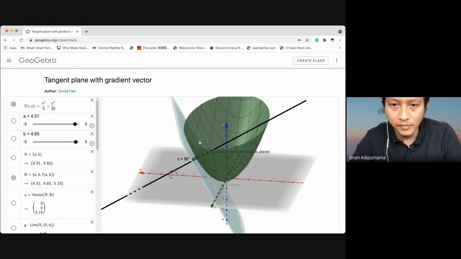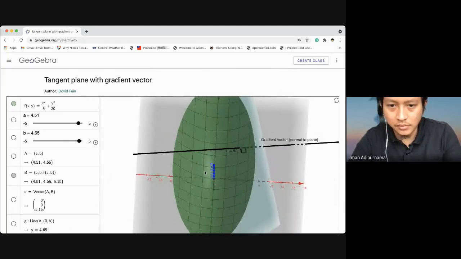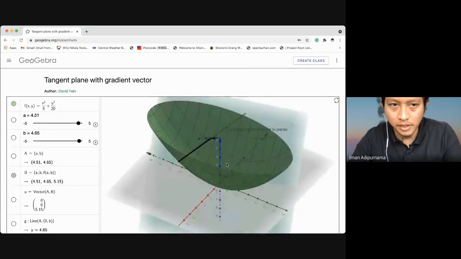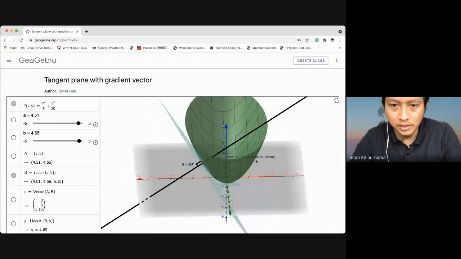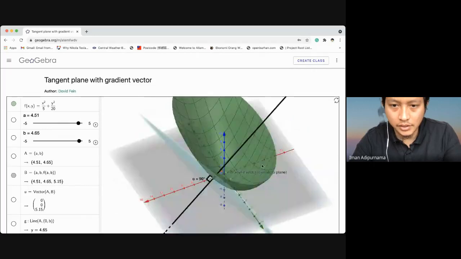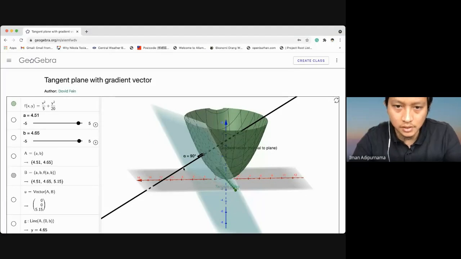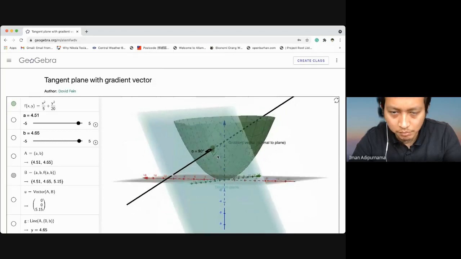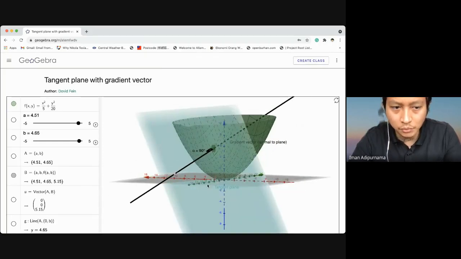Okay, so if you are seeing this, this is a surface. It's an ellipse, and this is the parabola, so it's an elliptic paraboloid. And if you are looking at this line here, this line is actually a normal for a plane here. You can see the color is a little bit blue green. I forgot the name of the color, but you can see the plane here. This is what we call the tangent plane.